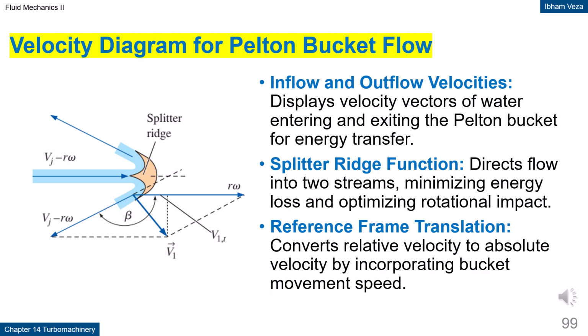Velocity diagram for Pelton bucket flow. This diagram shows the velocity vectors of water as it enters and leaves the bucket. By separating relative and absolute velocities, the momentum change can be analyzed quantitatively. The splitter ridge divides the flow into two symmetric paths to balance the forces on the wheel.